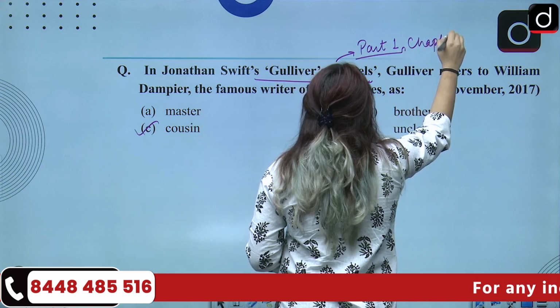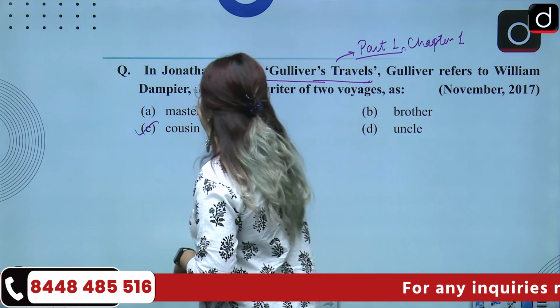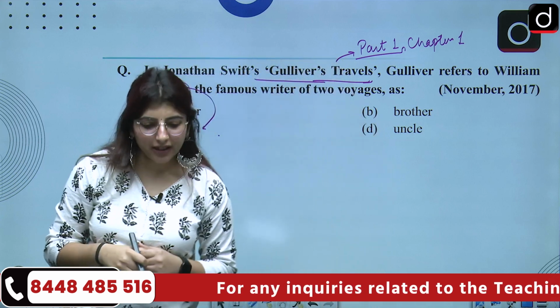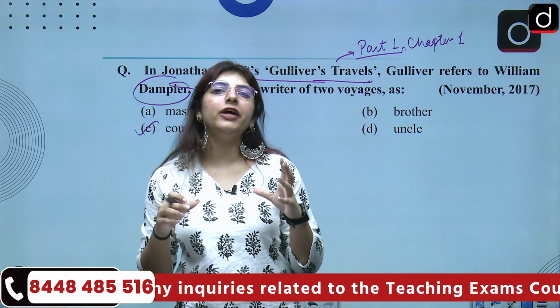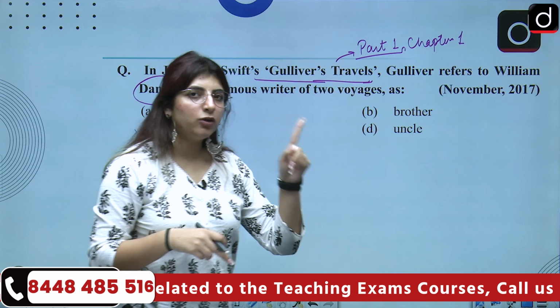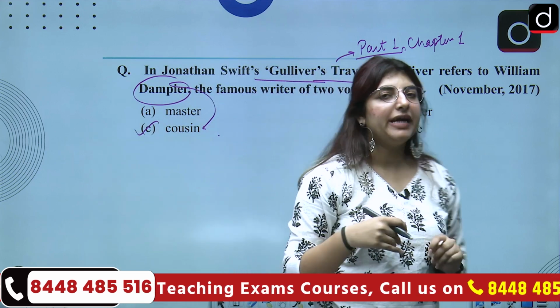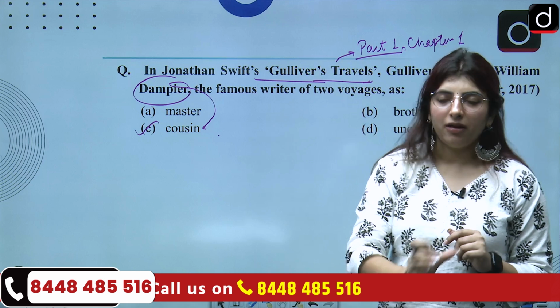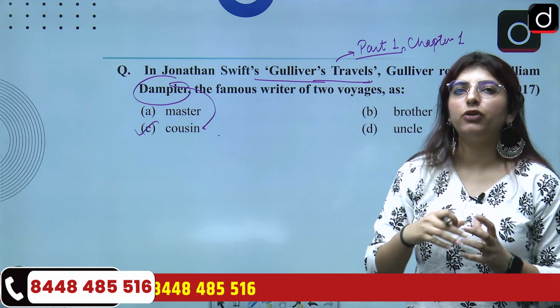Part 1, Chapter 1 mein hume dekhne ke liye milta hai ki William Dampier ka as a cousin mention hua hai. He says, "I am a cousin to a man who hath been long in the east." Now, within the context I would try to tell you guys, William Dampier English literature mein is an important name with regards to writing about the voyages.